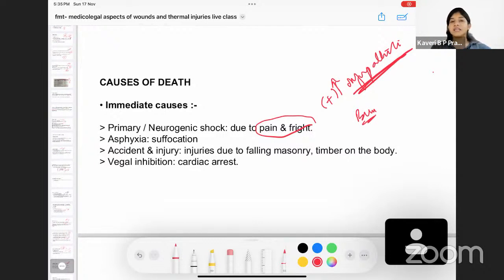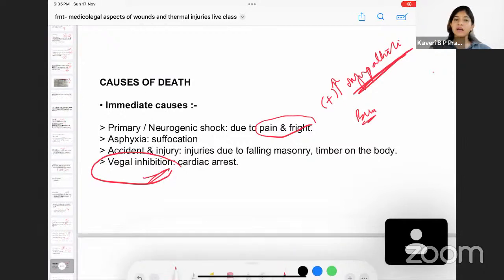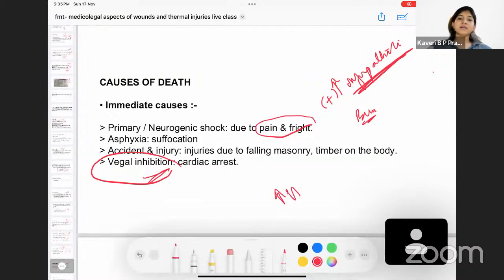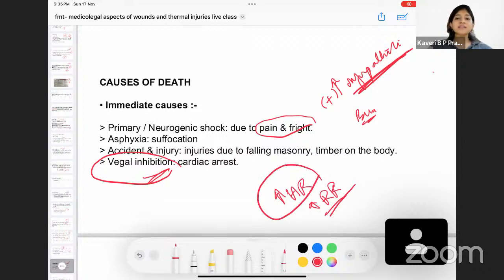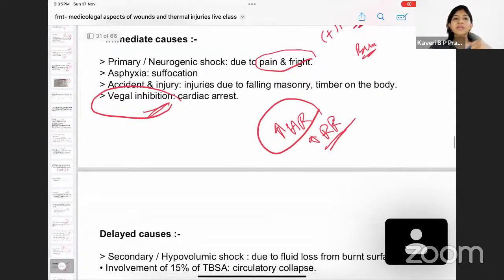Also, there could be vagal inhibition. I told you, whenever the person is under too much stress, there could be inhibition of the vagus, because of which there could be cardiac arrest. So what is the normal function of the vagus nerve? It is to decrease the heart rate and promote rest. So whenever there is inhibition, there is going to be stoppage of the functioning of the heart. There is going to be cardiac arrest. So these are the various immediate causes of death.